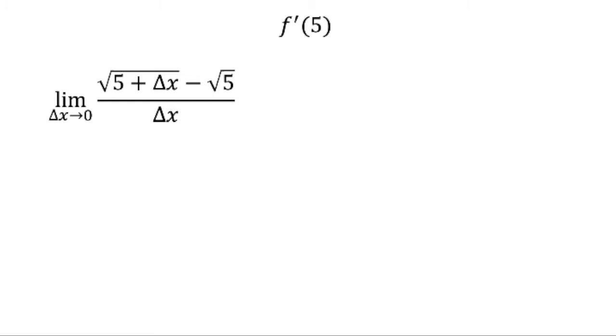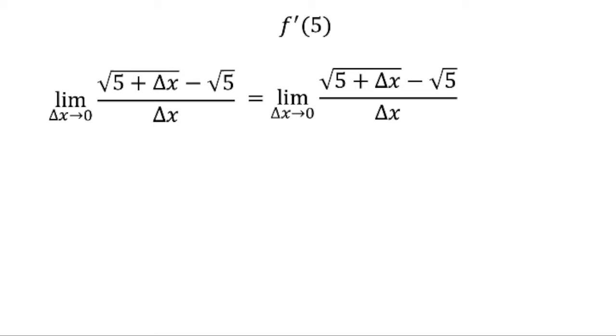The challenge with evaluating this limit is dealing with the square root expression. After we copy the expression, a strategy for accomplishing this is to multiply the numerator and the denominator of this expression by something called the conjugate of the numerator. In this case, the conjugate of the numerator is the square root of 5 plus delta x plus the square root of 5. What makes it a conjugate is that we're adding root 5 instead of subtracting it.